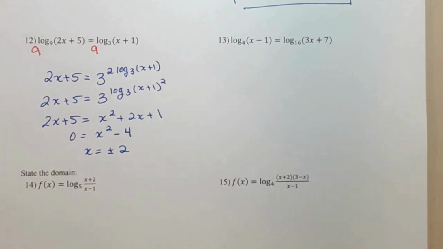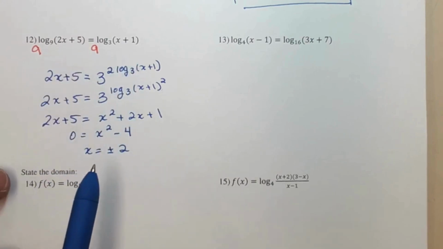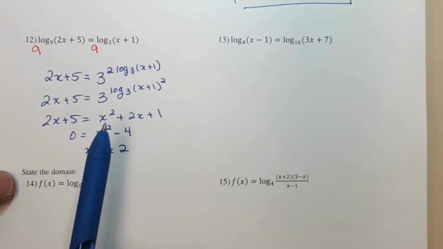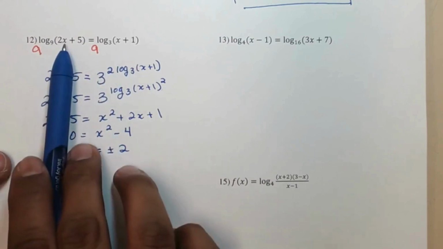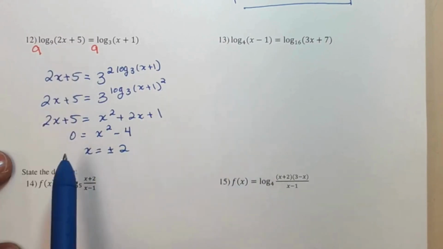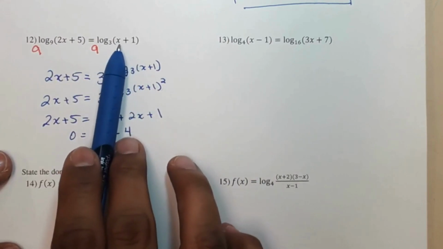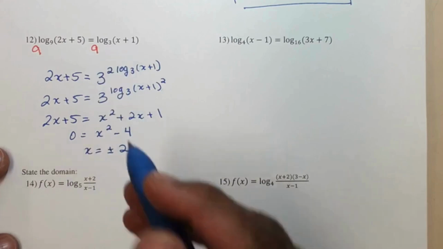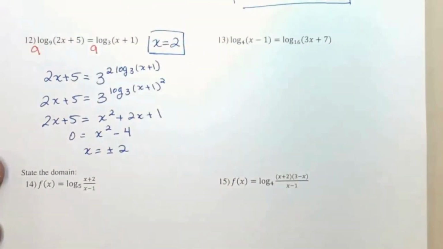Now, be very careful with logs. We have very strict restrictions on this. If we plug in 2 into each of these, do you always get positive numbers? Yes. If you plug in negative 2, do you always get positive numbers? In here you do. Negative 4 plus 1 is 5. But over here, negative 2 plus 1 is negative 1. So that means negative 2 cannot be an answer. So x can only be positive 2.